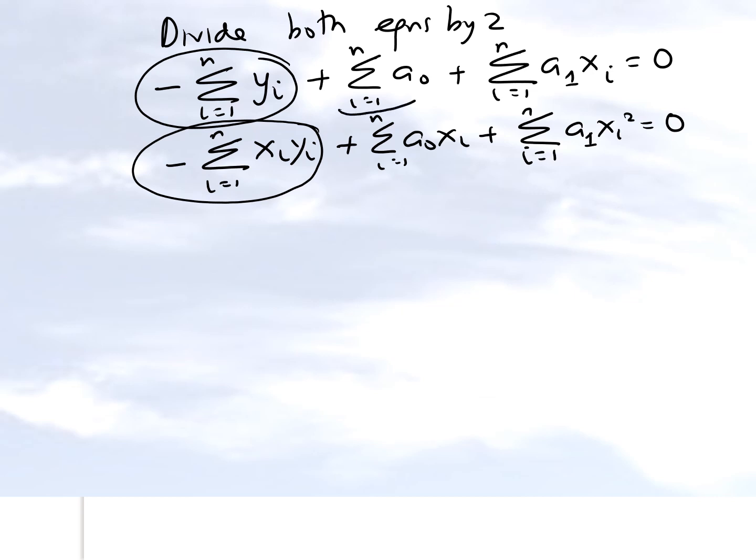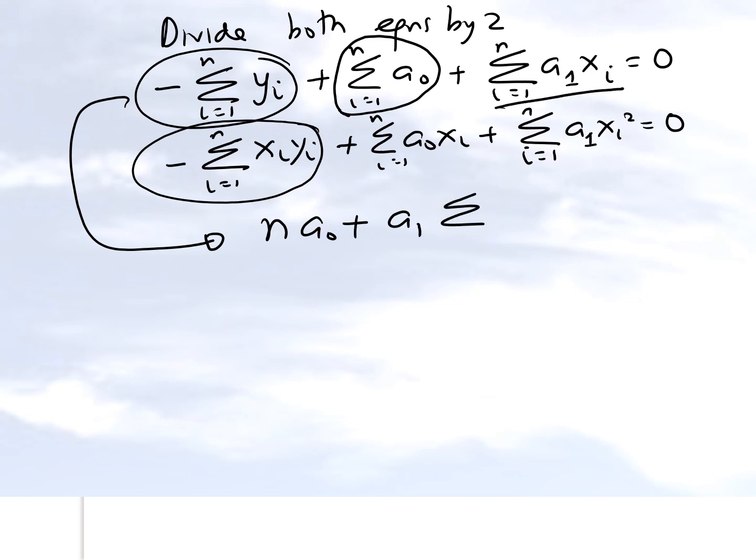But what is this? This is a0 being added to itself n times, so that will give me n times a0, right? And then I'm going to take a1 outside from here, and inside I'll get this, and summation y of I will go to the right hand side. So that's equation 1. Now let's look at second equation.